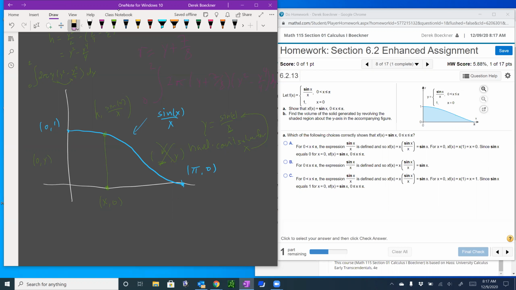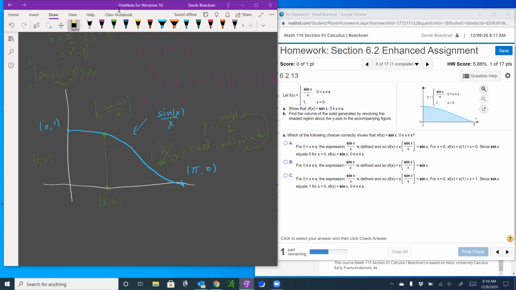We want to know that x times f of x equals the sine of x for all x, including at 0. Well, not at 0 yet. The sine of x over x is defined, and then x times that would cancel the x's and you get the sine. So that's great.